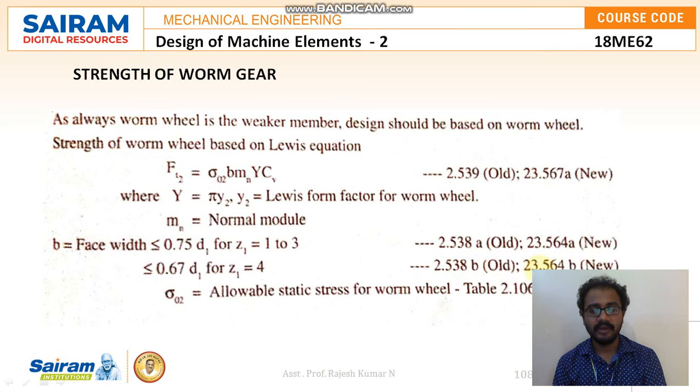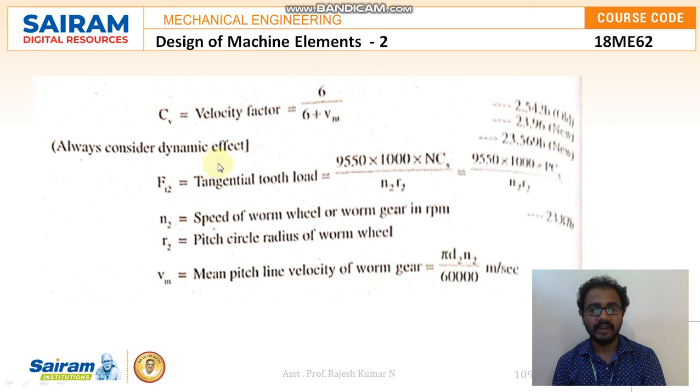Now for the face width, from equation 23.564a and 23.564b, based on the d1 value, in case face width is less than or equal to 0.75 d1, then z1 is equal to 1, 2, 3, and if it is less than or equal to 0.67 d1, then z1 value is equal to 4. And sigma o2 is by default for the worm wheel. The allowable stress of the worm wheel we need to take from the table. And the velocity factor is 6 by 6 plus Vm. So we always consider the dynamic effect.